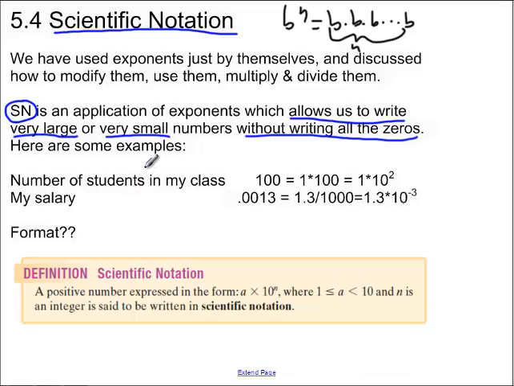So here's a couple of examples. On the number of students in my class, I've got 4 sections of class. I've got about 25 students in each section, so I've got about 100 students. So I'm going to write 100 in terms of all the significant digits that we have. 1, because here's the 1, and I'm going to say that's 1 times 100, and 100 is just 10 squared, right? And 1 times 10 squared is right there, and that would be our scientific notation.